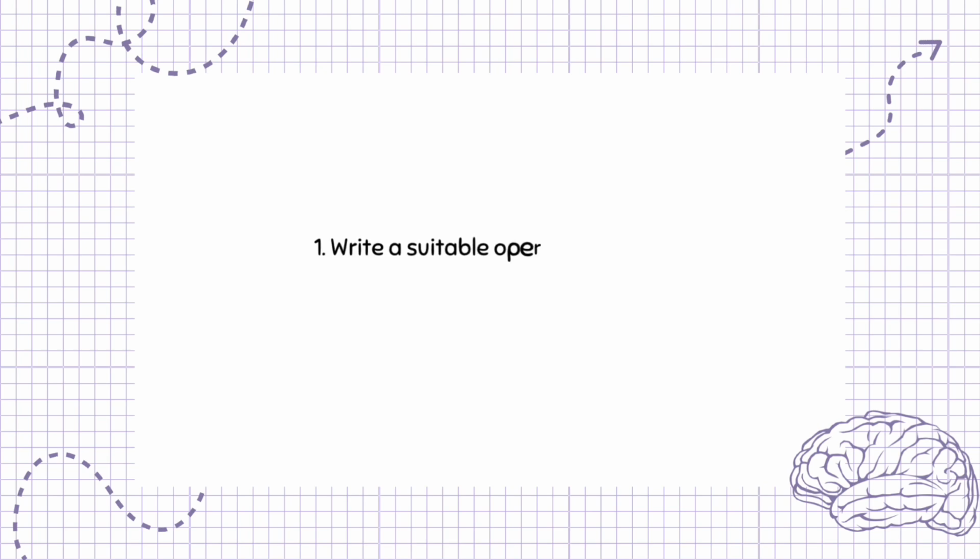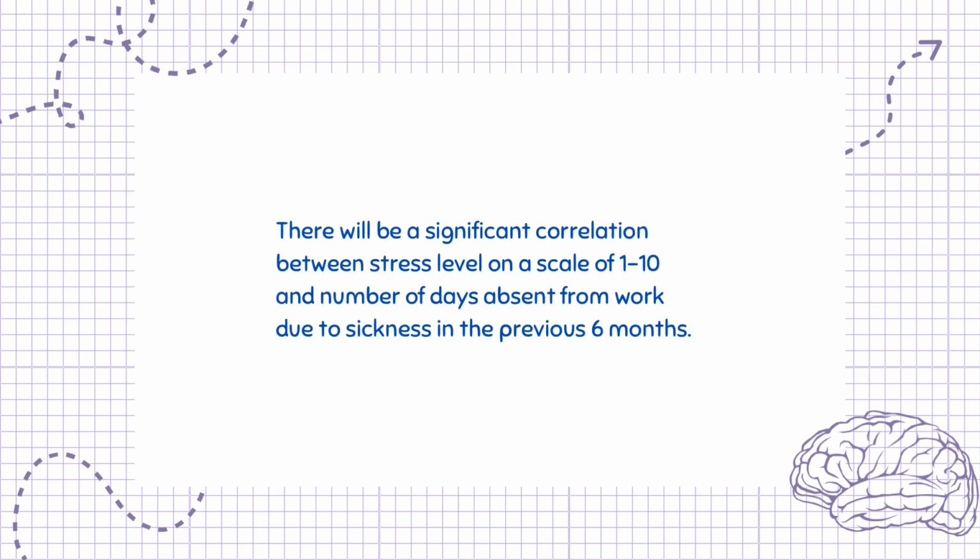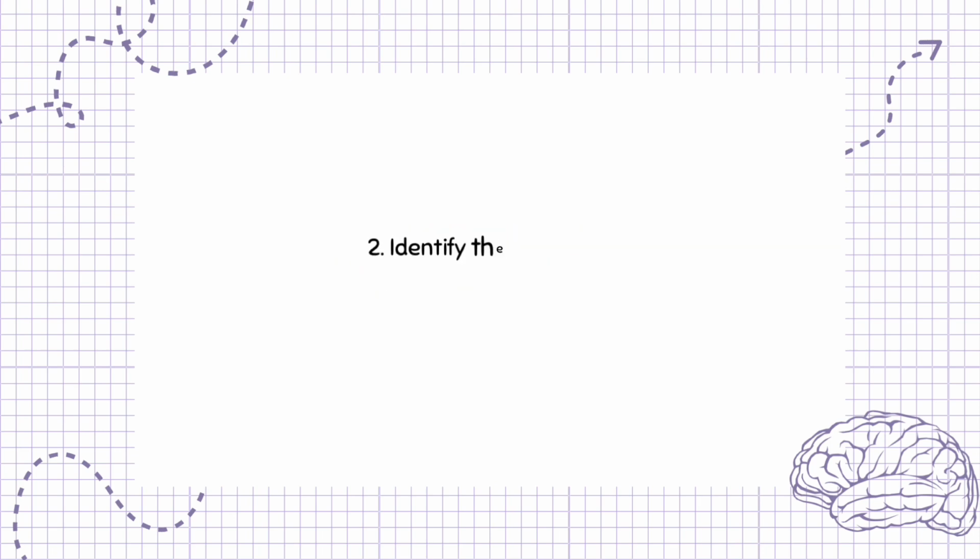Question 1. Write a suitable operationalized non-directional hypothesis for this investigation, 3 marks. There will be a significant correlation between stress level on a scale of 1 to 10 and number of days absent from work due to sickness in the previous 6 months. Question 2. Identify the sampling method used in this investigation. 1 mark. Volunteer sampling.